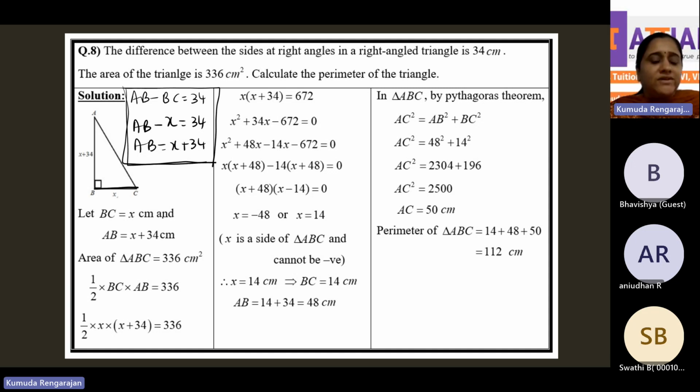So let BC be equal to X centimeters. So AB is equal to X plus 34 centimeters. Don't start working. Now what is given? Area of the triangle is 336 centimeters square. So write that. Area of the triangle is equal to 336 centimeters square.